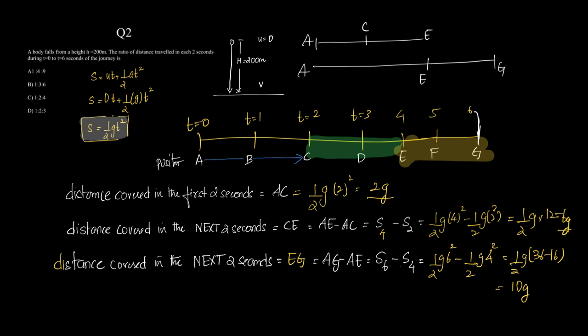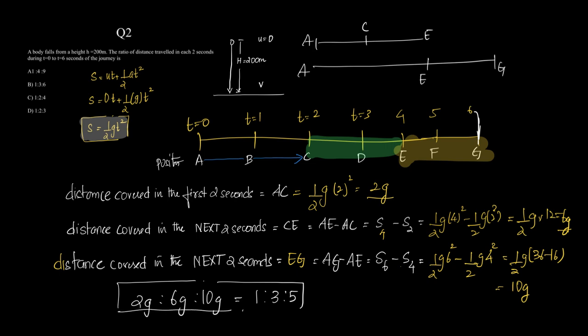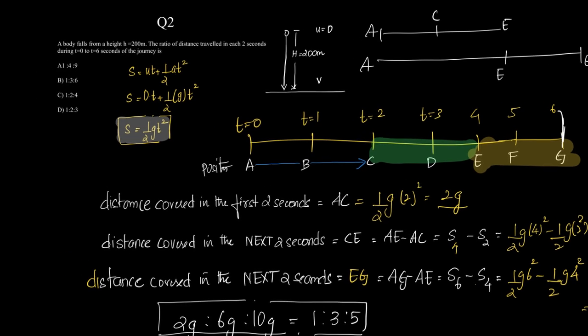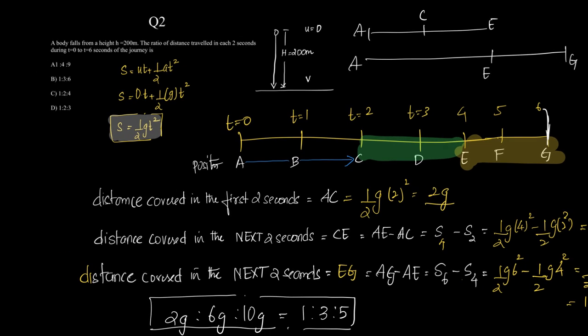Now let us look at the ratio. What is the ratio? It is 2g is to 6g is to 10g, which basically is equal to 1 is to 3 is to 5. Which means the correct option here would be, okay, there's a minor error in the option here. It's not 1 is to 3 is to 6. It is 1 is to 3 is to 5.